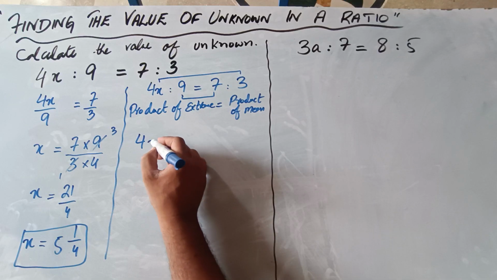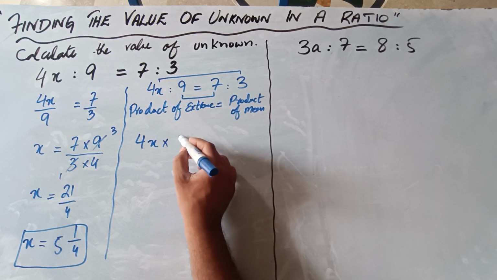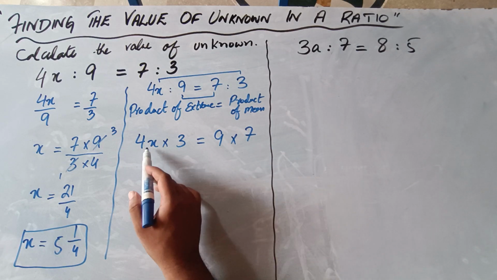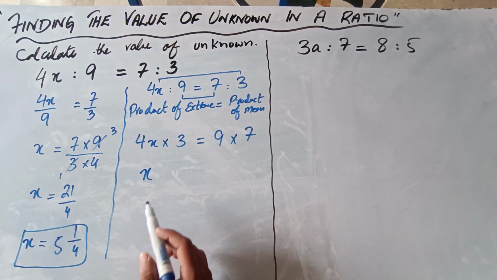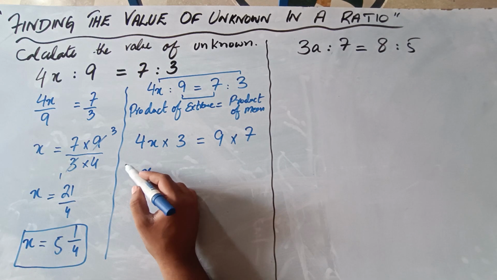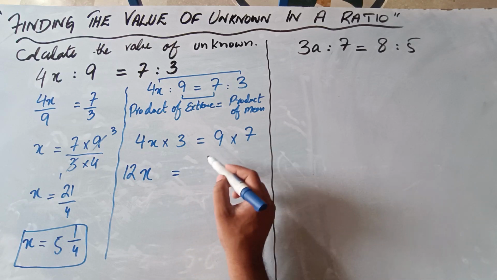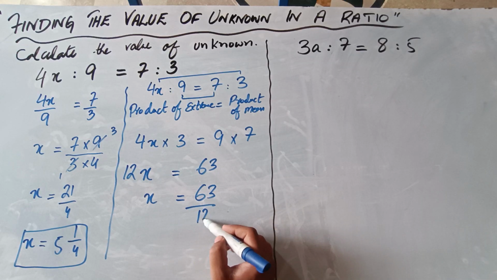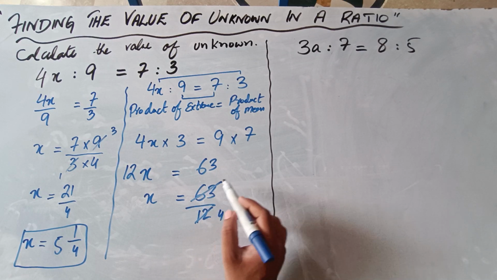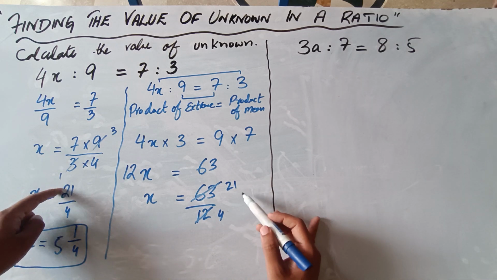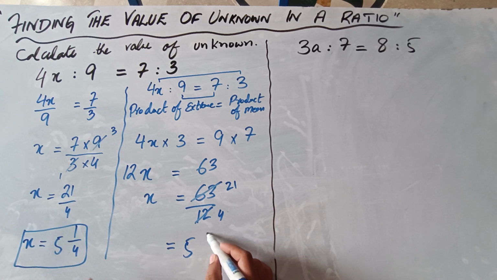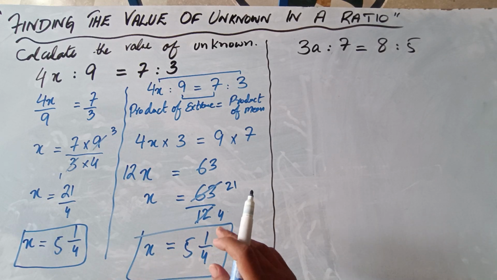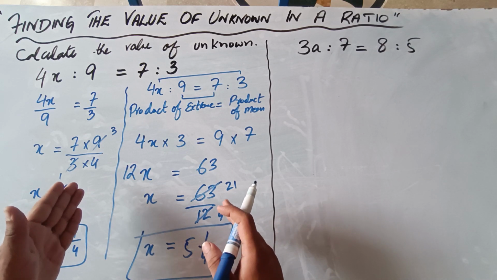So now let's see. 4x multiplied by 3 is equal to 9 multiplied by 7. Now we again need to find the value of x, so we need to isolate x. 4 threes are 12, so 12x is equal to 7 nines are 63. Now isolate x: 63 upon 12. Now they are both divisible by 3. 3 times 4, 3 times 21. Again you will see that 21 upon 4 gives the same final answer, 5 whole 1 upon 4. So these are the two different methods to find the value of the unknown.